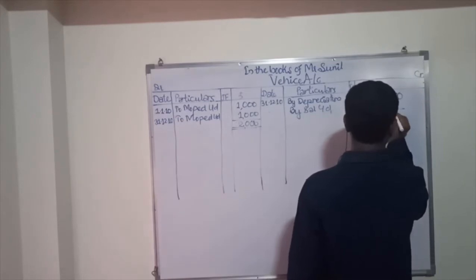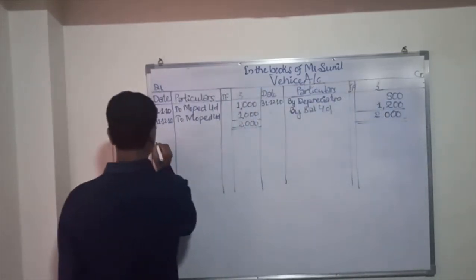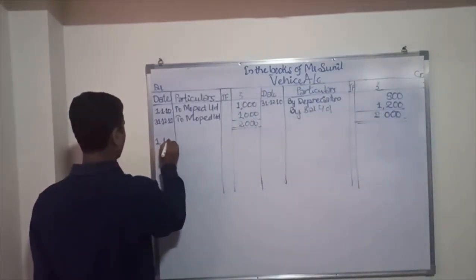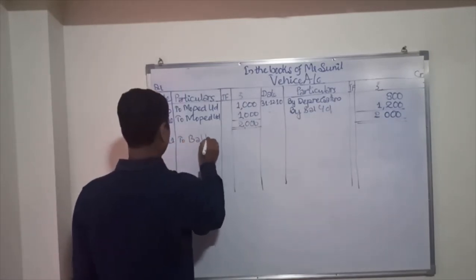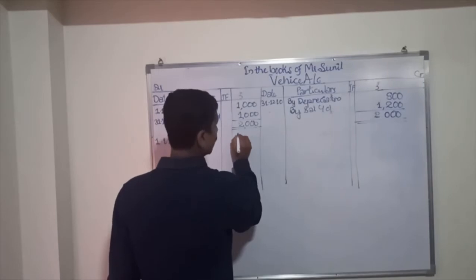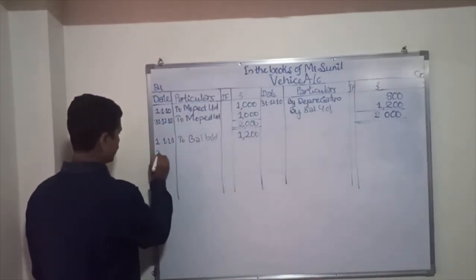So 2000, 1200 is the difference here. So this is brought on 1/1/11. So to balance brought down 1200.